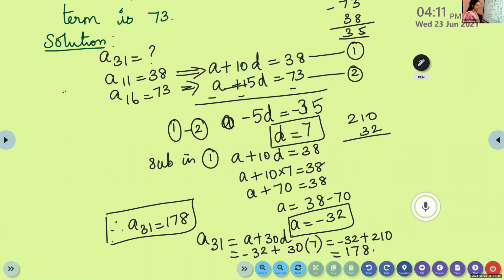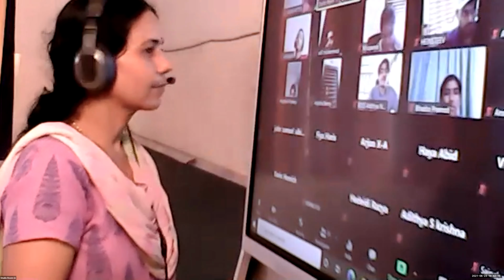If A is negative 32, our aim is to find the 31st term. What is A31? A plus 30D. We have the value of A. We know the value of D. Substitute it. Minus 32 plus 30 into 7. 30 into 7 is 210. So we get A31 is equal to 178. Okay. Is it okay, children? Yes, ma'am.